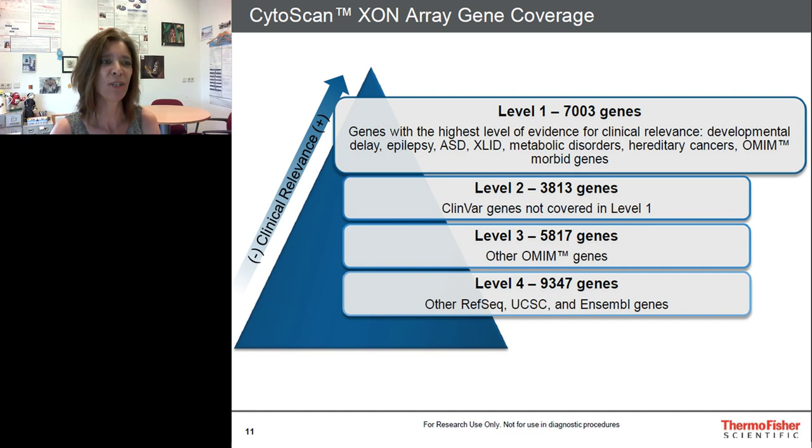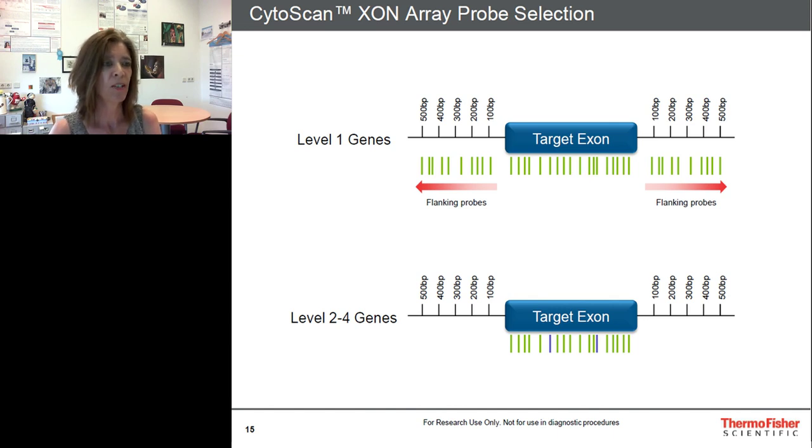So the nice thing with the XON Array is that the probes are highest coverage covered on the level 1 genes. Those are the ones with the highest evidence for clinical relevance, so known disease genes. And then the other 3 levels have fewer probes per exon, but still are quite nicely covered, which you will see in a minute. So as you can see on this slide, the level 1 genes are targeted not only on the exon region, but also the flanking regions before and after the exon, whereas the level 2 and 4 genes are only targeted for the exon itself.